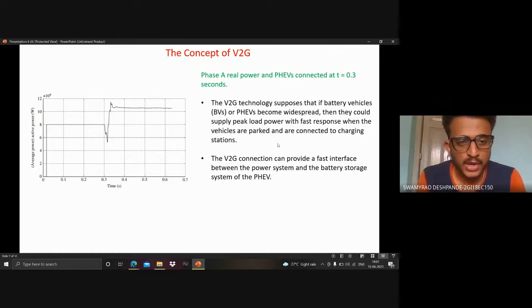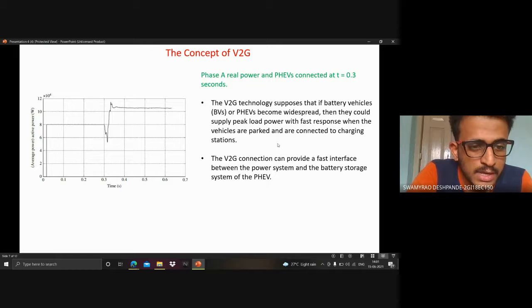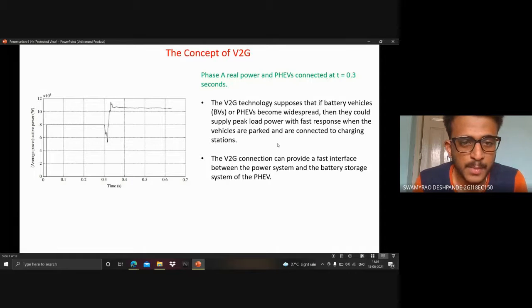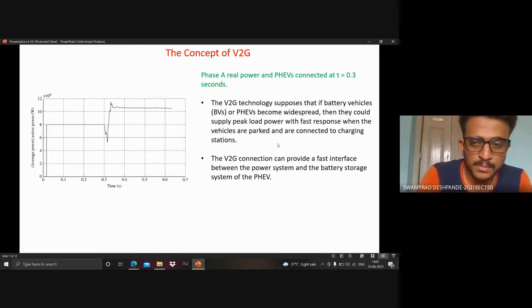Suppose if you take an example, on average, if we drive our car an hour per day and the rest of the day it is parked, then the average power drawn by the car is nearly equal to 10 to 20 kilowatt. I'll explain this diagram first, sir. Here it shows the behavior of average power, active power, with and without the presence of PHEV batteries. When a large number of PHEV batteries are connected at the same time during charging, the active power consumption rises from its actual range.